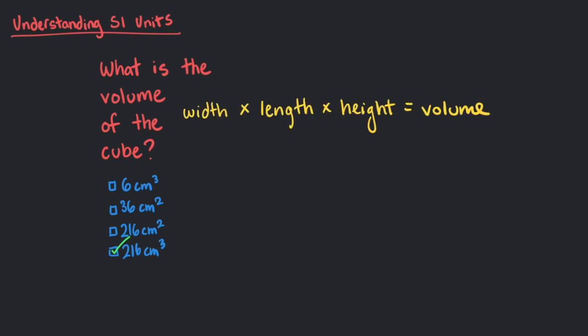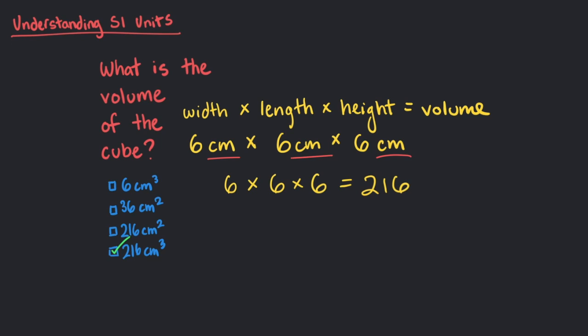Because we multiply 6 centimeters by 6 centimeters by 6 centimeters, the units are also multiplied by each other along with the number. That's why the units for this cube is centimeters cubed instead of centimeters squared, since we multiplied each centimeter by itself 3 times.